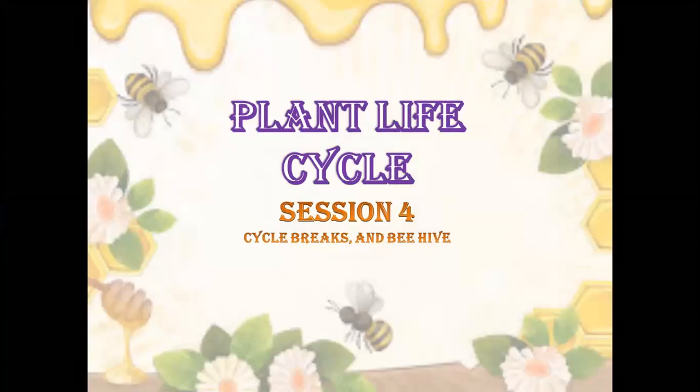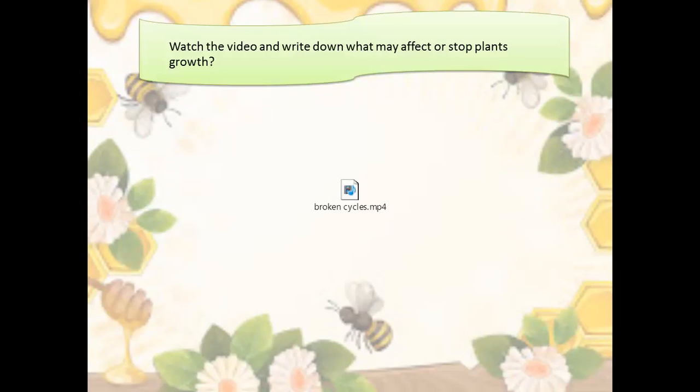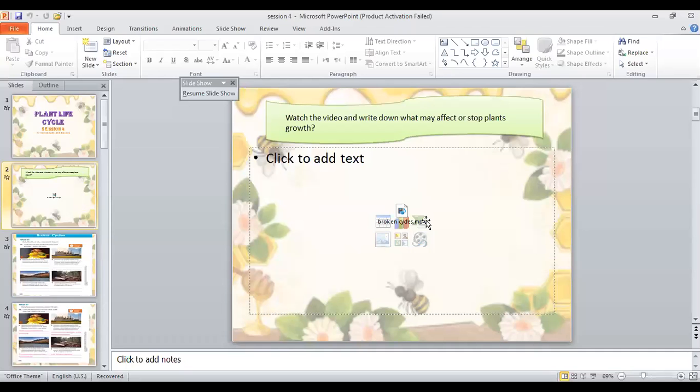And the beehive, the house of the bee. You all know that bees are very important in plant pollination, in moving the pollen from one flower to another, from the daddy flower to the mommy flower so seeds can form. In this video you can see different things that can affect or stop plant growth or stop the life cycle. Let's see it together.